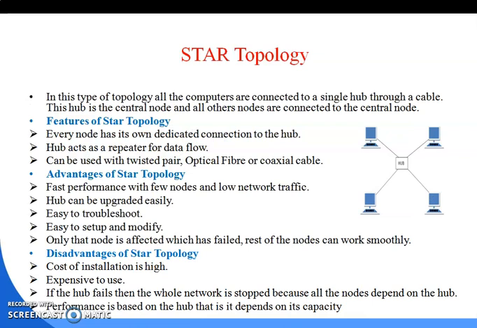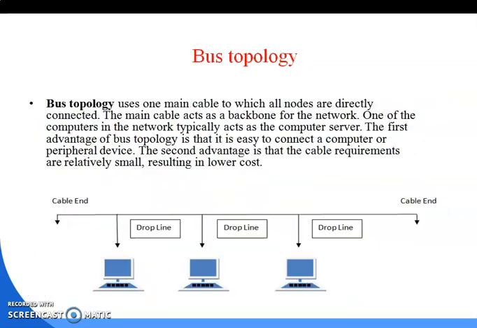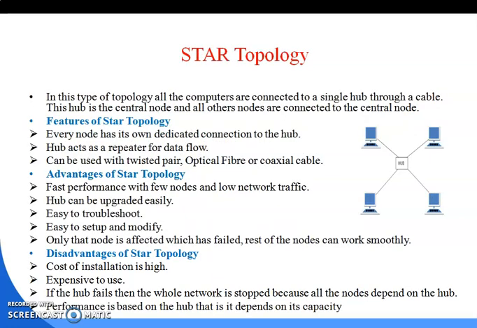In this type of topology, all the computers are connected to a single hub through a cable, and this hub is the central node and all other nodes are connected to the central node. This topology is generally used in today's networking structure, because here there is a central hub or central device, and all the computers are connected to that hub, right?